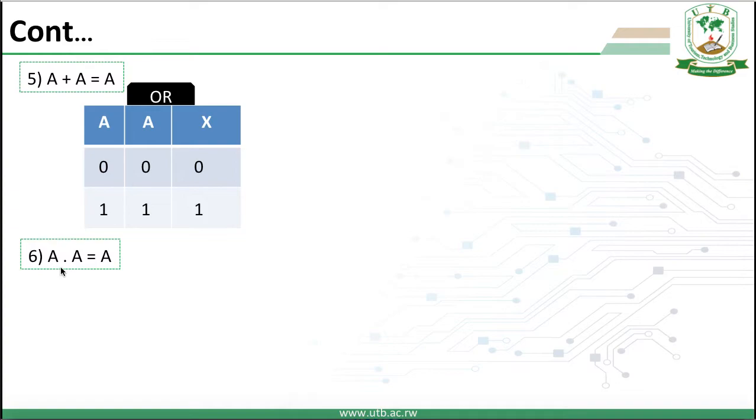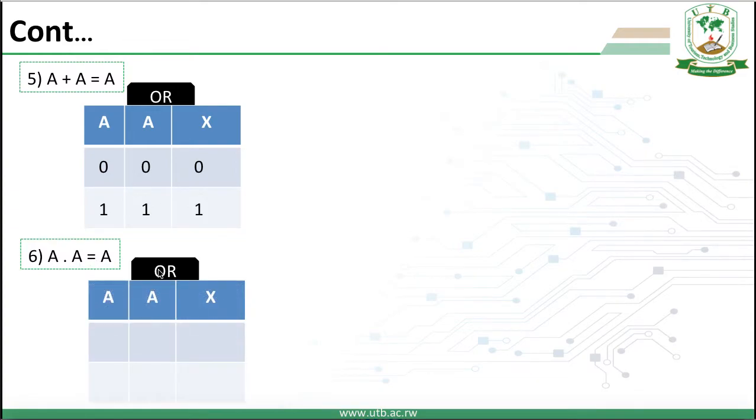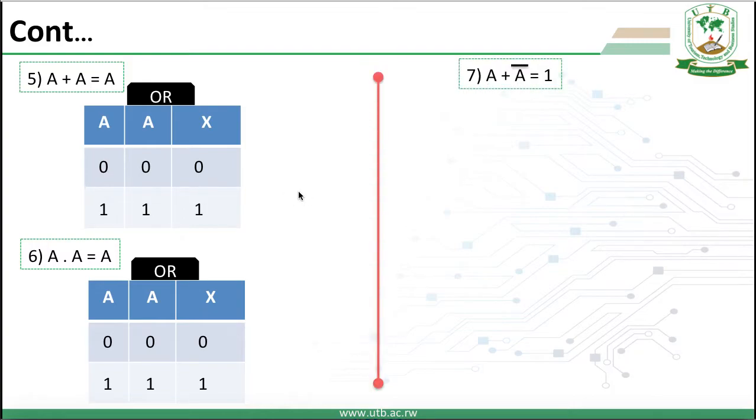Let us say A times A equal to A. This is not OR, it is AND because of this dot. So 0 times 0 is 0; A was 0, and the output is also 0. If A is 1 and the other A is 1, then 1 times 1 is 1. So whatever input you pass for A, the same output comes. So this rule, A times A equal to A, is a law. I'm justifying the law. Okay, no need to cram. Now let us see the next law.